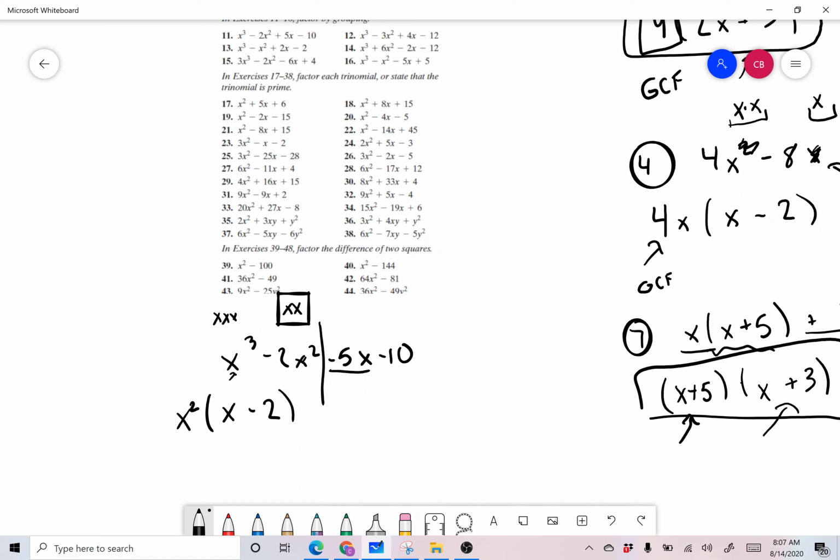Now, we can factor out here. If we factor out just a 5, we're not going to get... well, let's do it real quick. If I factor out a 5, I have 5, and then 5 times what gives me negative 5x? That'd be negative x, and 5 times what gives me negative 10? That's negative 2. And so that didn't work out very good. Did I copy it down wrong? Let me make sure I didn't.